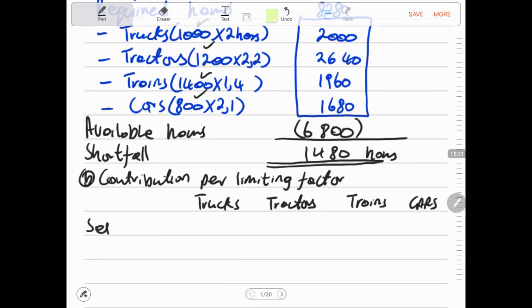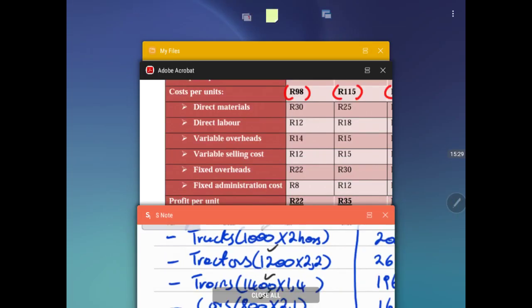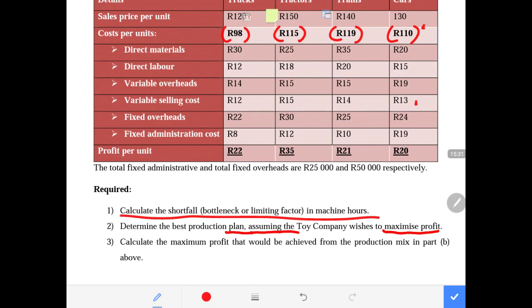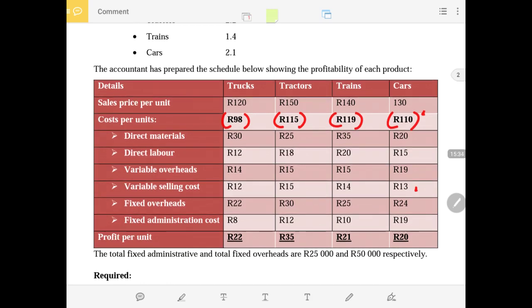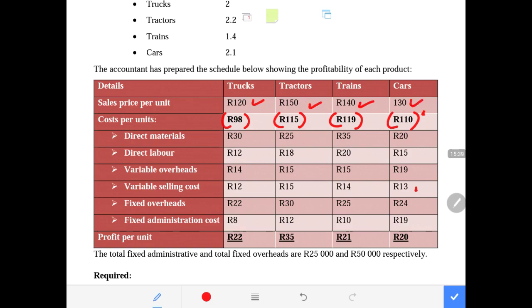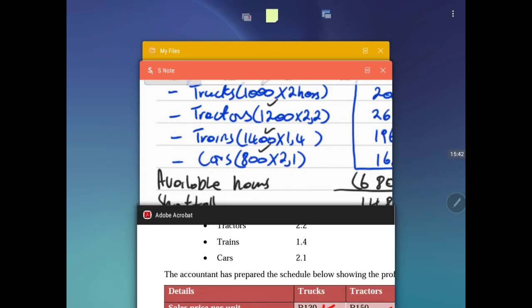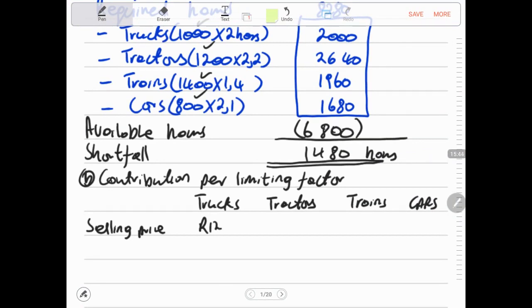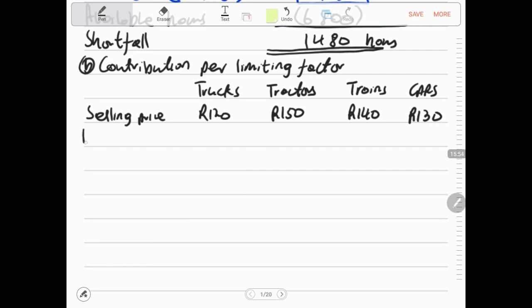Then we know that contribution starts with the selling price per unit, and our selling prices were given to us. Those selling prices are 120, 150, 140, and 130. We have 120, 150, 140, and 130.